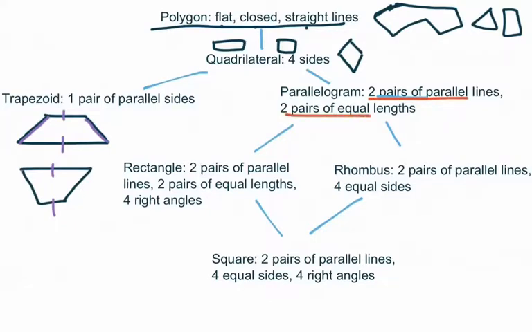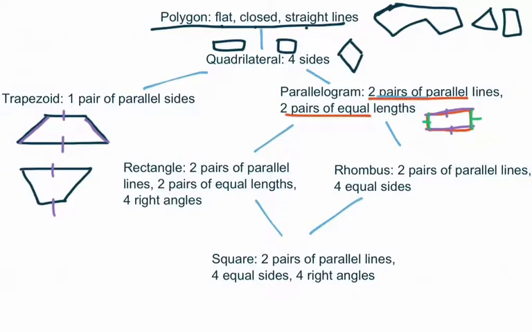So let's see. I could do this because I have parallel, that's one pair. Parallel, that's two pairs. And I have to have two pairs that are of equal lengths. Well, this is equal to this, and this is equal to that. So there's 1 and 2.